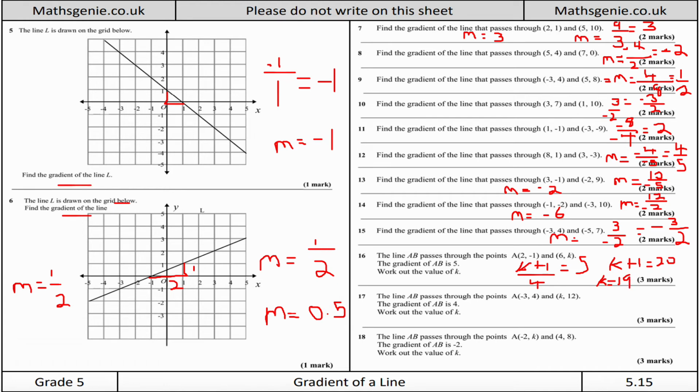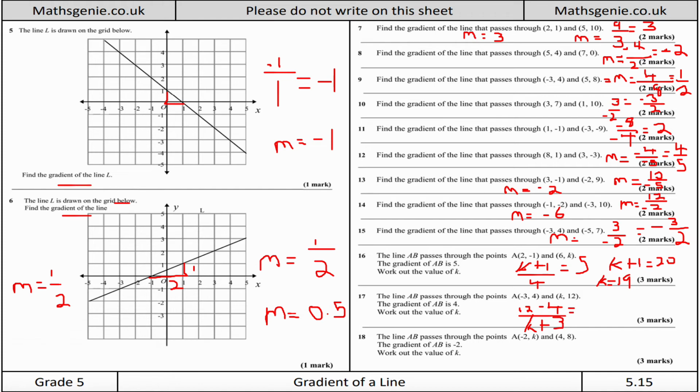Okay, this is question number 17. The line AB passes through the points (-3, 4) and (k, 12). The gradient of the line is 4. Find the value of k. So this time it's going to be 12 subtract 4 divided by k take away minus 3, or k take away negative 3, which becomes k plus 3. That has to equal 4.